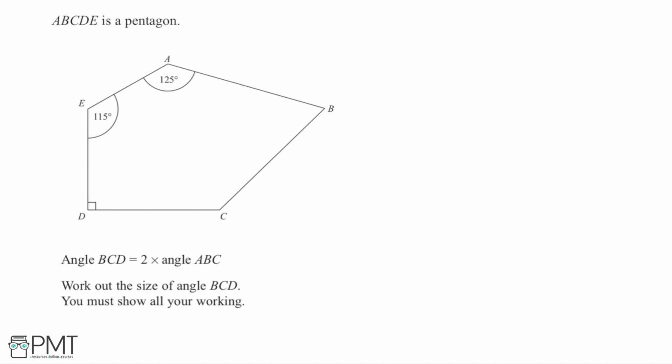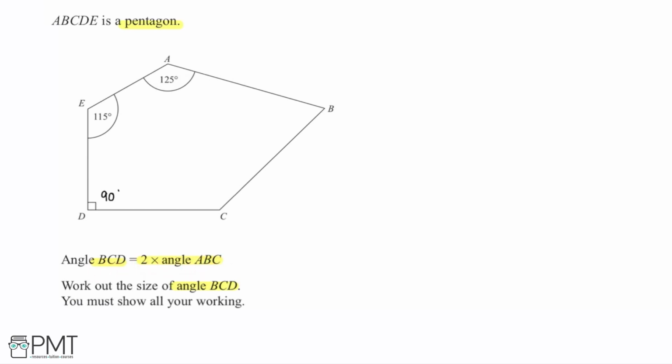So in this question, I'm told that ABCDE is a pentagon. We then have the diagram of the pentagon here. It's an irregular pentagon. We're told that angle BCD is equal to 2 times the angle ABC, and we're asked to work out the size of the angle BCD, showing all of our working. Now if I have a look at the diagram, we have a couple of angles already labelled up, so this angle here, and also this angle here is a right angle, so I'm just going to write on there that that's 90 degrees.